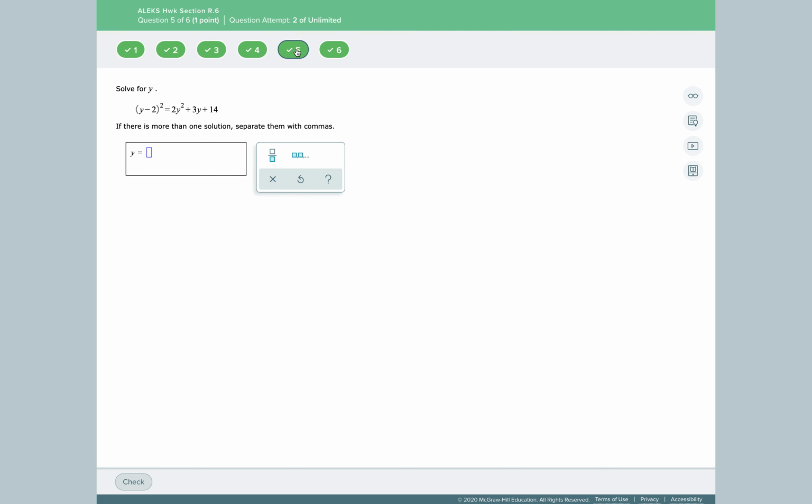Okay, so you have something that looks almost like a square root property of equality setup, but it's not quite that in the purest sense, because you have the square of a binomial not set equal to a constant. Instead, you just have it set equal to a trinomial. And we have the square of y minus 2 is equal to 2y squared plus 3y plus 14.